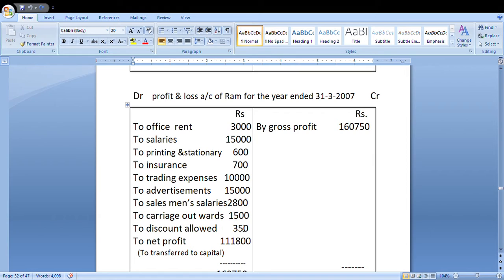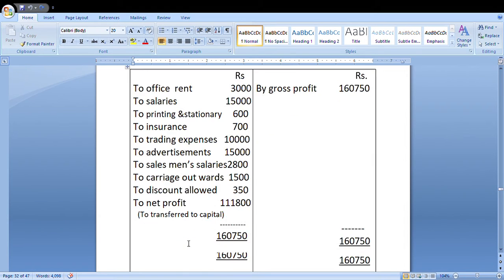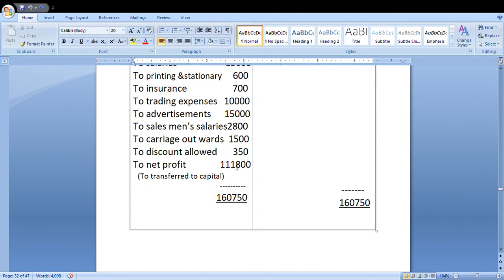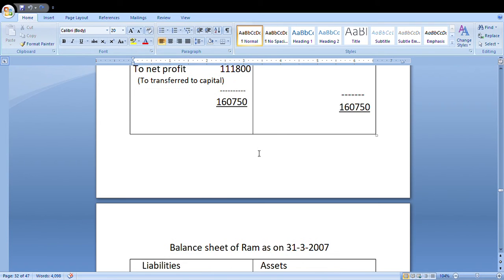This is transferred to the capital account. This profit and loss account is over. First and second are over. Next, the last stage is the balance sheet.